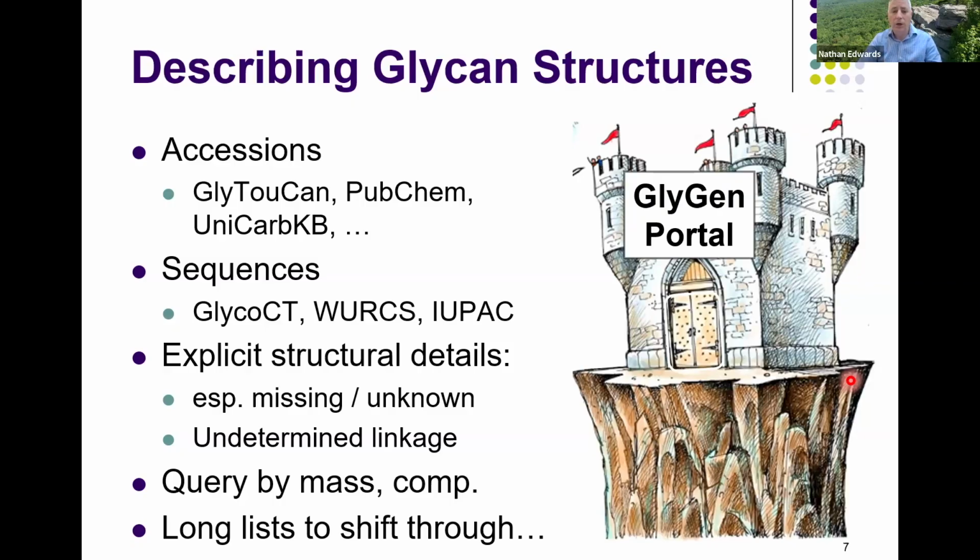But often we need to describe when structural details are either missing or unknown. And we need to describe cases where we may not know where a fucose is attached to the structure, for example. So we have undetermined linkage, where a specific residue or a substructure might be joined at different places in the glycan structure. We just don't know where it goes. Our informatics portals typically allow us to query by mass or by composition, and we end up with long lists of structures to sort through, often without any great sense of which ones we should care about and which ones we should choose.